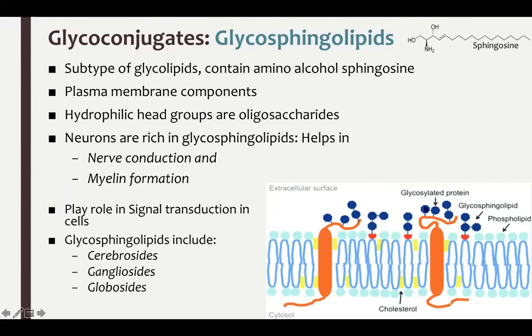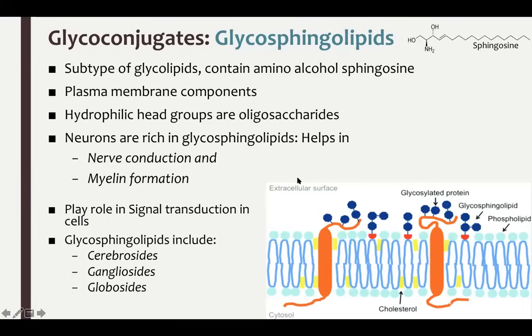They are also found in the plasma membrane. Like you can see, this is the lipid bilayer, and this is an inserted protein, and this is a glycosylated protein, and this glycosphingolipid is found on the outer surface. So this is the lipid molecule, and this is the carbohydrate part, and that is found on the outer extracellular surface of the plasma membrane.